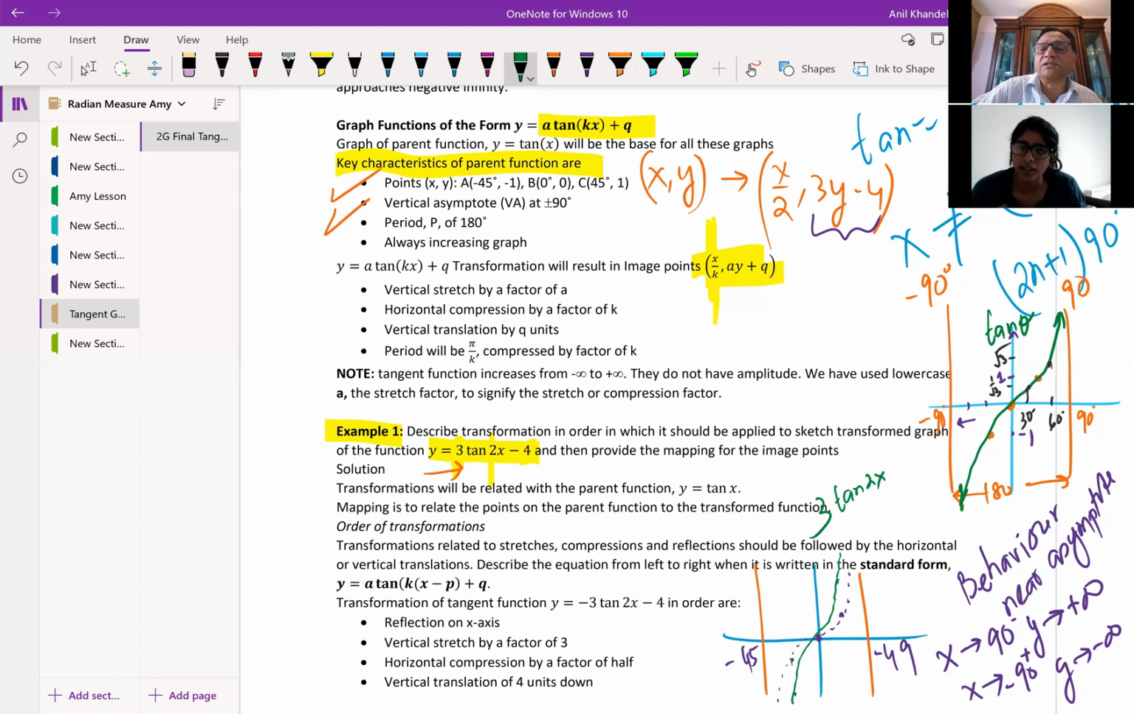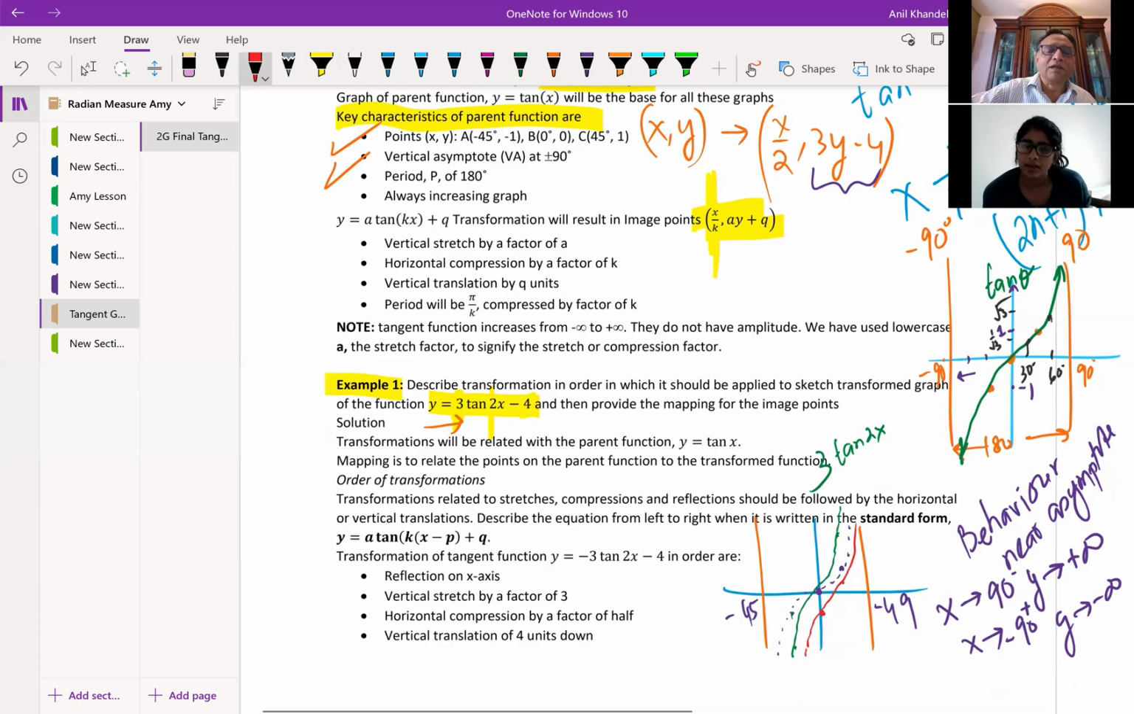Now we need to translate it by minus 4. That really means that we'll pull it down by 4 units. So every point will come down by 4 units. You understand? So that's minus 4. So you get the idea, right? Very easily I've sketched the graph of the tan function. It could be like this for you, right? But do you see how easy it is?